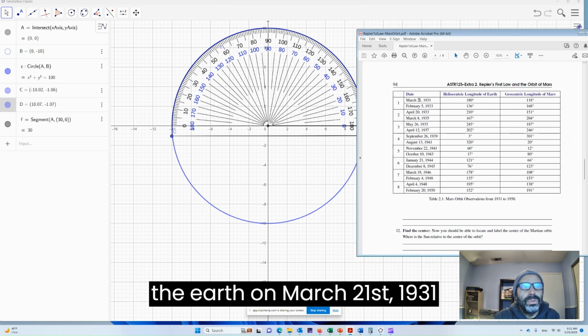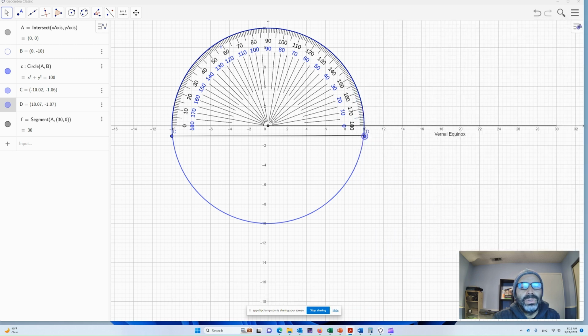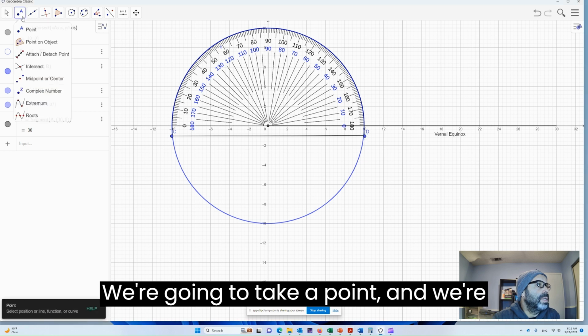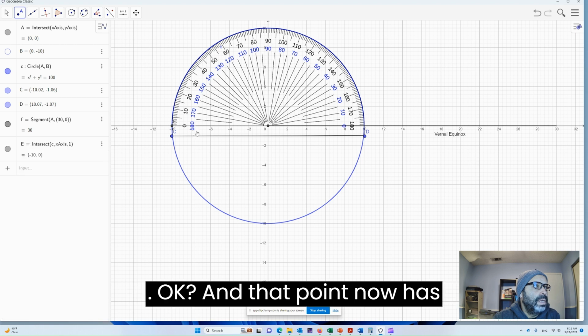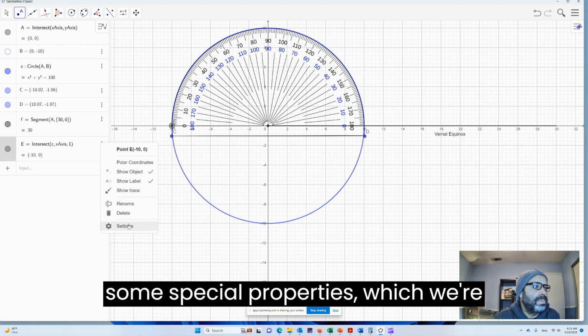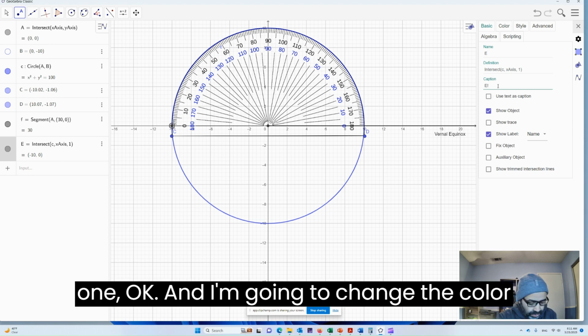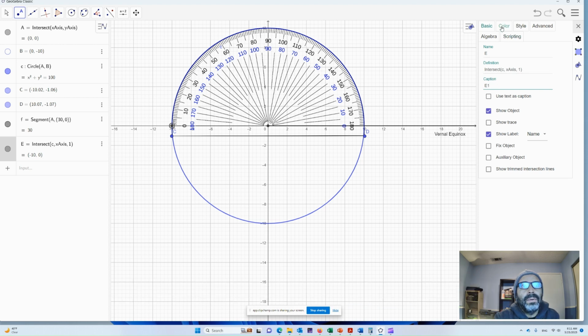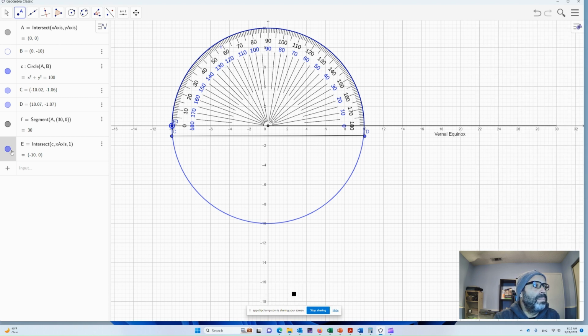Here is the table again. The Earth on March 21st, 1931 was on the opposite side of that axis. So we're going to take a point and draw that point on that position of the Earth on that day. And that point now has some special properties, which we're going to call the position of the Earth on that day. I'm going to just call it E1 for Earth 1. And I'm going to change the color for it in this case because the Earth is going to be blue. So we have one point in this case, and that point is called E, actually.